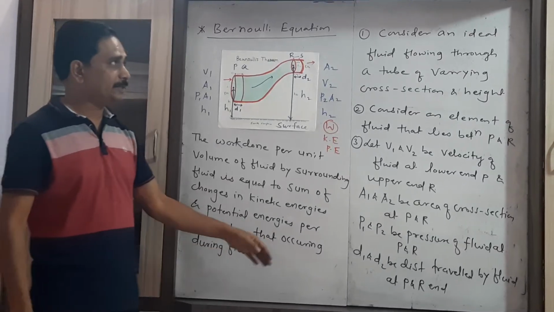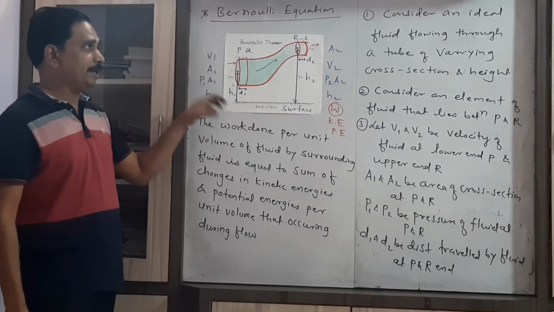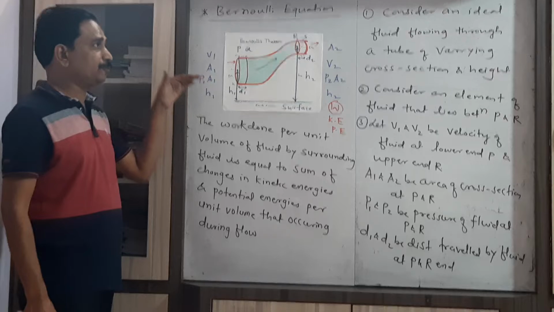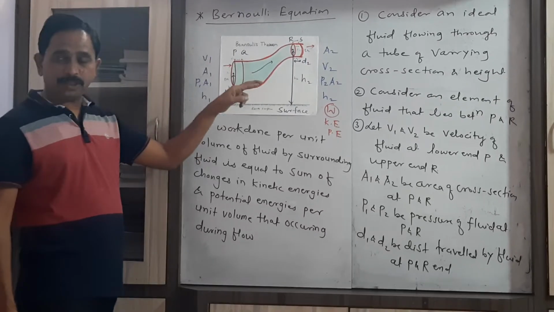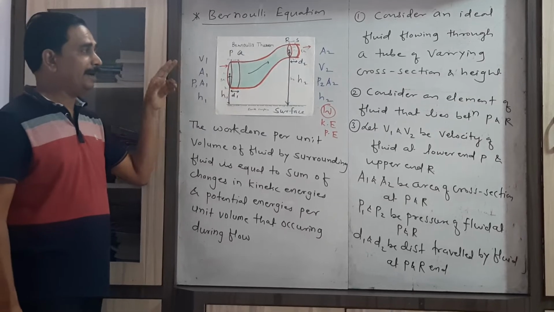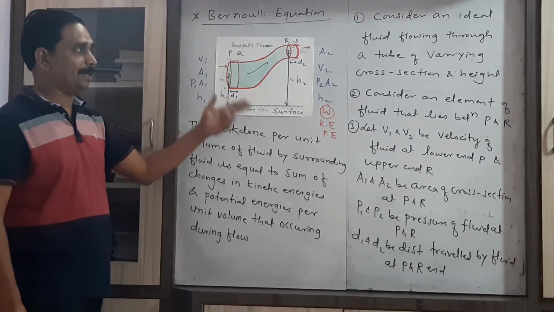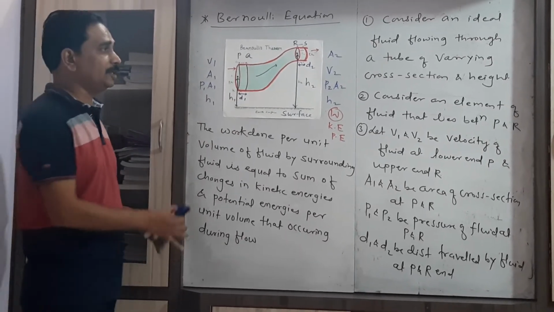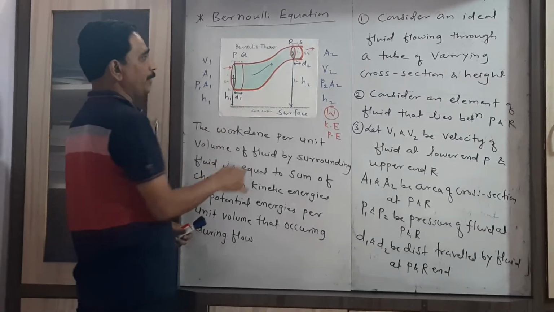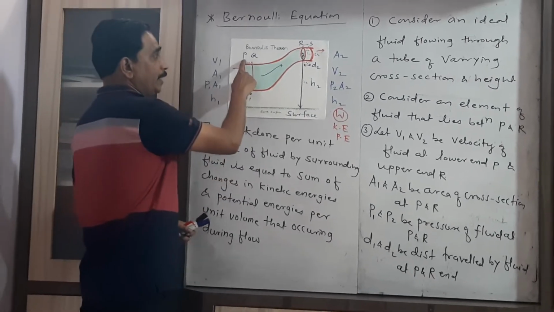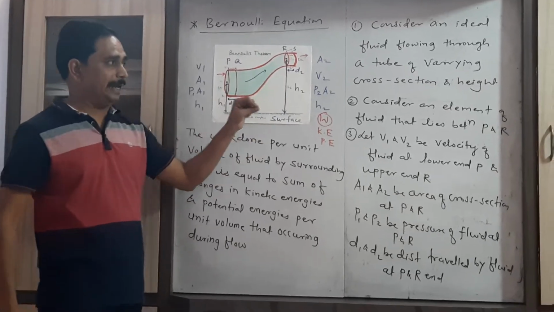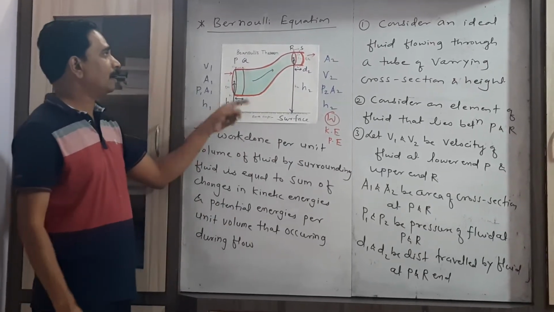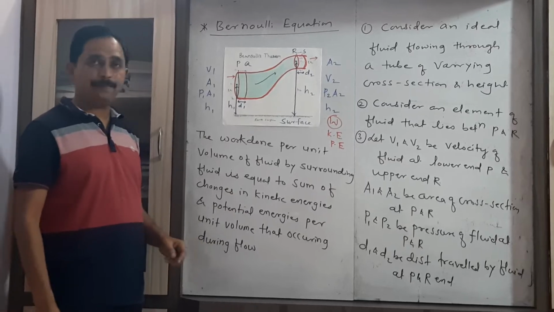So let us quickly revise it. We consider one ideal fluid which is flowing through a tube whose areas of cross section are different and heights at the two ends are different. Then consider an element of the fluid that lies between P and R.